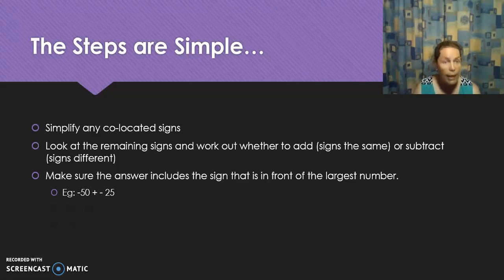For example, negative 50 plus negative 25. The first step is that we have two co-located signs, the plus negative. So they are different, so they will combine to create a negative. So we have negative 50 minus 25. Now our two signs in the equation are the same. When the signs are the same, we add. So 50 plus 25 gives us 75. And because the number in front of the biggest sign is a negative, the answer is negative 75.